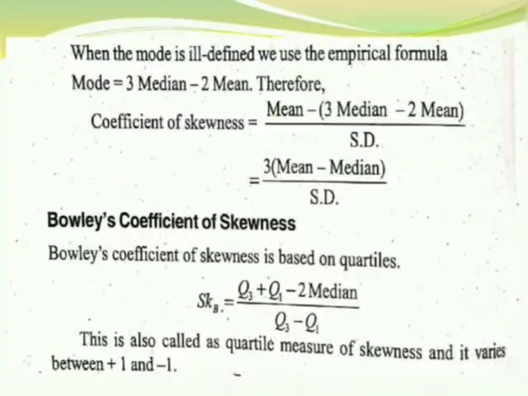Here in Bowley's coefficient of skewness, we use only quartile values. So this is also called the quartile measure of skewness, and it varies between +1 and -1. So if you want to find Bowley's coefficient of skewness, we have to know the formulas of the three quartiles, Q1, Q2, Q3.